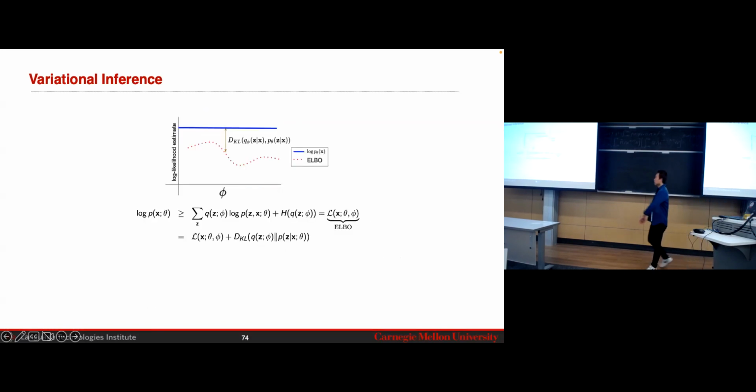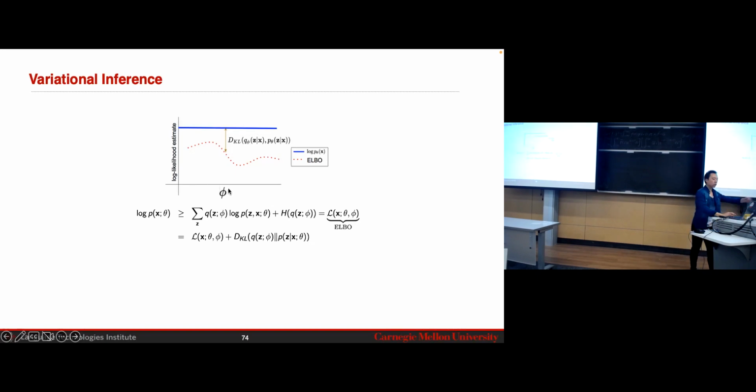So here's a very nice graph for variational inference. On the x-axis, we have our parameters phi. That's the parameters of the Q that you want to learn. On the y-axis, you have the estimate of the log likelihood. So my log likelihood of my real data, log P of x, is always fixed. That's the blue line at the top.